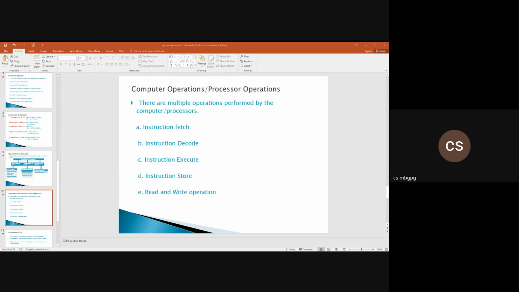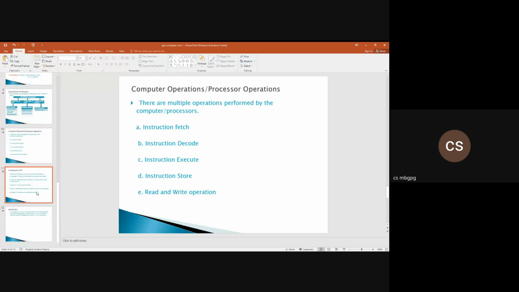And after that, this result will be stored in the processor. This is a complete processing cycle to execute a particular instruction.